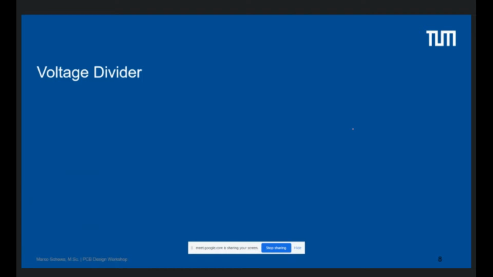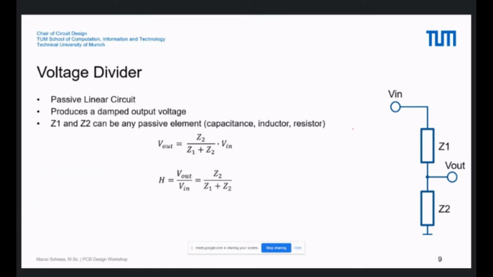So now we come to the voltage divider. You know already that the voltage divider is only two impedances and one output voltage here. And the output voltage can be calculated with Z2, so this impedance, divided by Z1 plus Z2 times the input voltage, if we have ground here. Or also as a transfer function, Z2 divided by Z1 plus Z2.